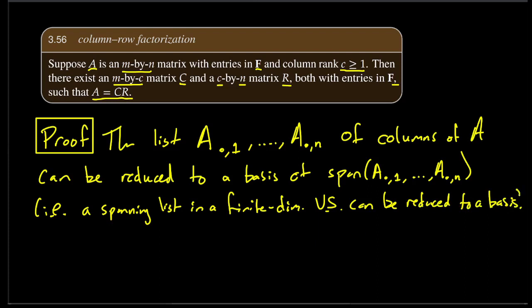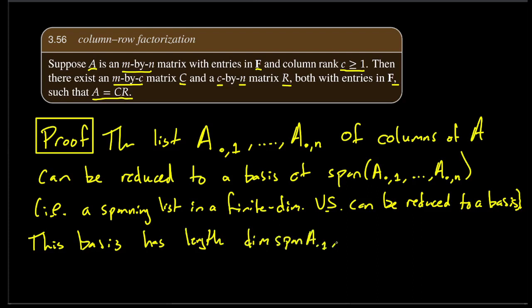Okay, we know this, we've proved this one before. So we can take the columns and reduce it to a basis. This basis has length dim span A dot 1 all the way down to A dot n, which is, by our assumptions in the statement of the theorem, the column rank. It's the dimension of the span of the columns. It's c.